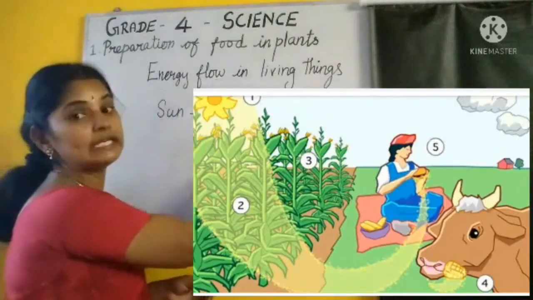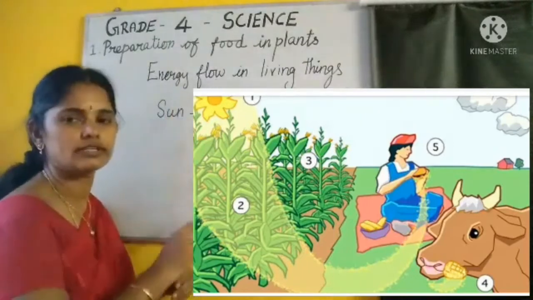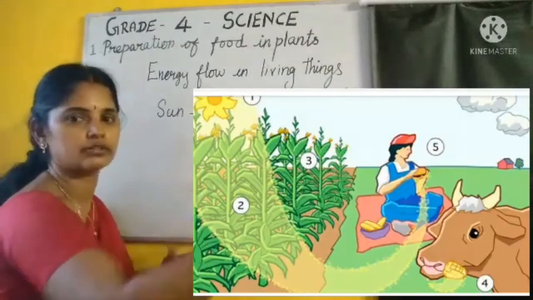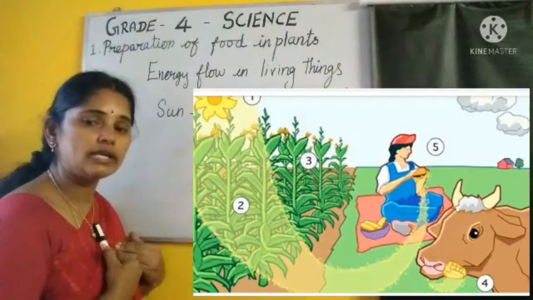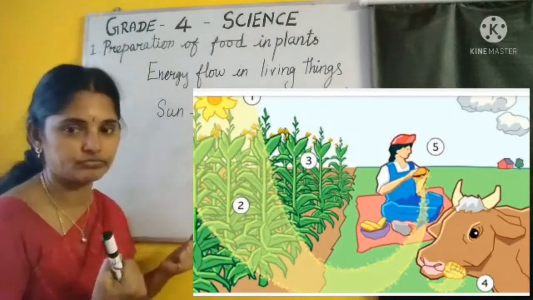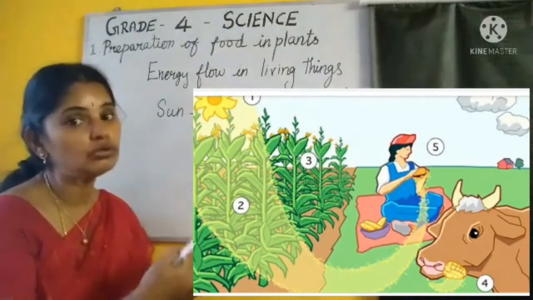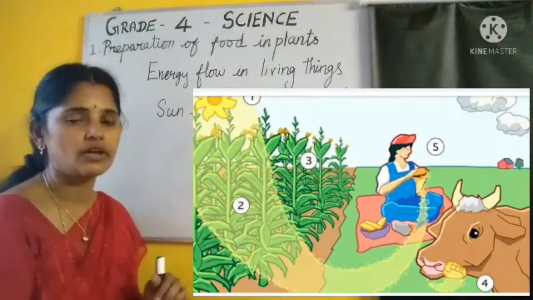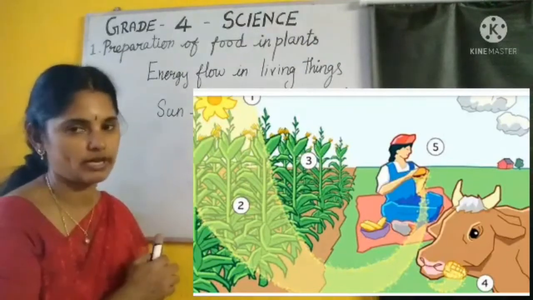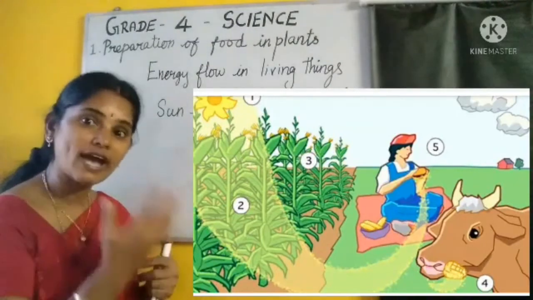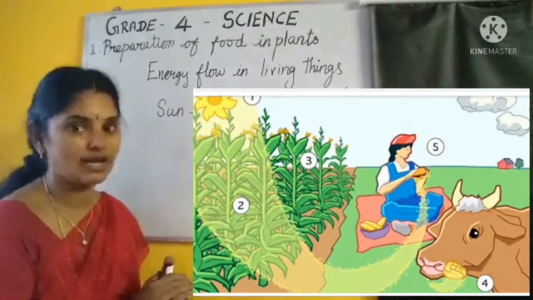Energy flow in living things. What is that energy flow? Energy flow ஆகுது, ஒரு இடத்துல இருந்து இன்னொரு இடத்துக்கு மாறி மாறி போகுது. Okay, we all need energy. For what? We all need energy to do work. வேலை செய்யறது. From where we are getting this energy? From the food we are eating. From where we are getting the food? We are getting food from plants and animals.